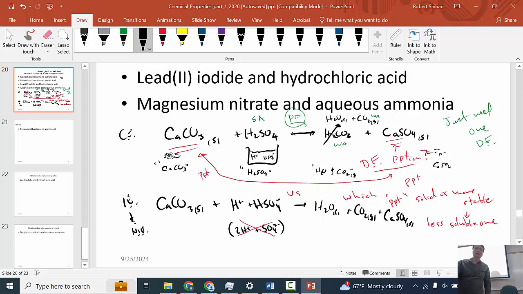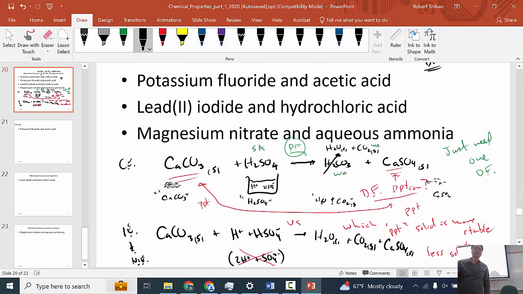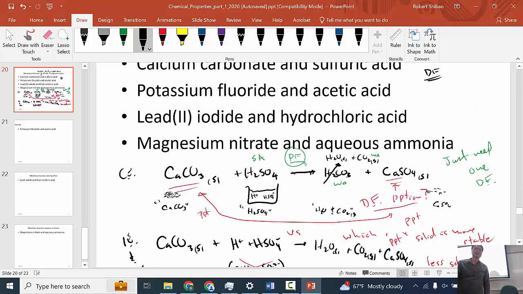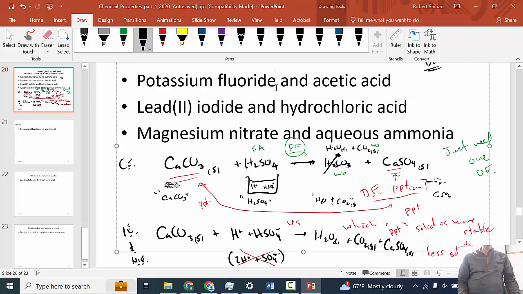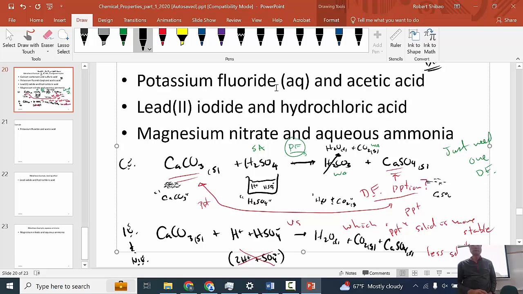All right, just keep working on these. This should be potassium. I don't want solid potassium fluoride. This one's going to be aqueous. And down here, this is not going to be solid magnesium nitrate. We're just going to go with aqueous magnesium nitrate.